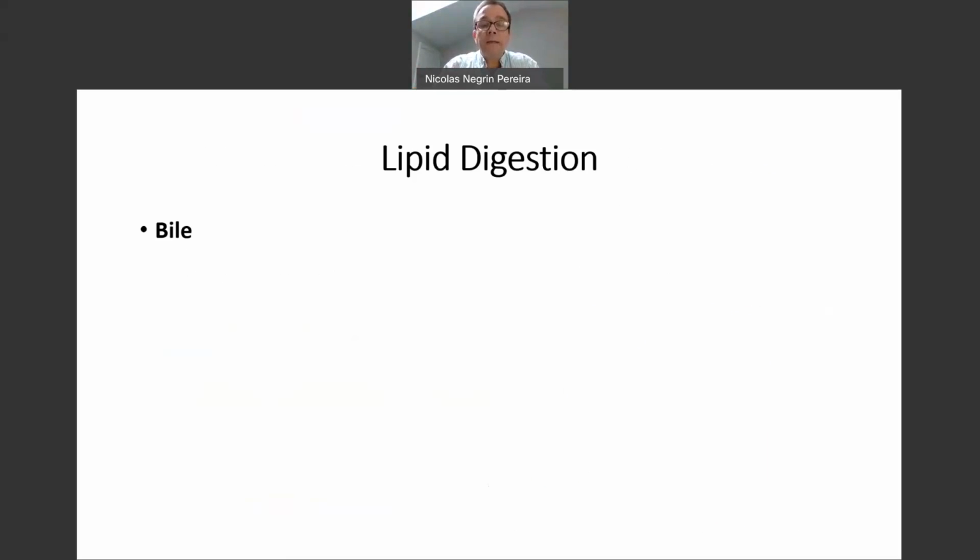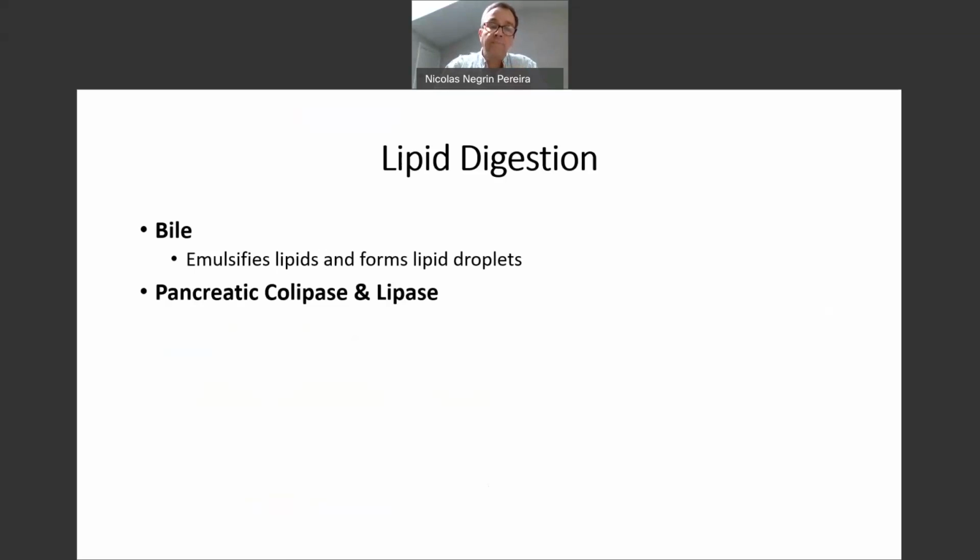But let's have a look at the lipid digestion. So first, we have the fundamental role of bile. The bile is necessary for the emulsification of lipids. Remember, lipids are not soluble in water, so we actually need to form smaller droplets of these lipids so the enzymes are able to attack them and digest them. So the main role of bile salts will be to emulsify lipids and form the smaller lipid droplets. And then we have the action of pancreatic colipase and lipase, which is going to be responsible for the digestion of lipids.